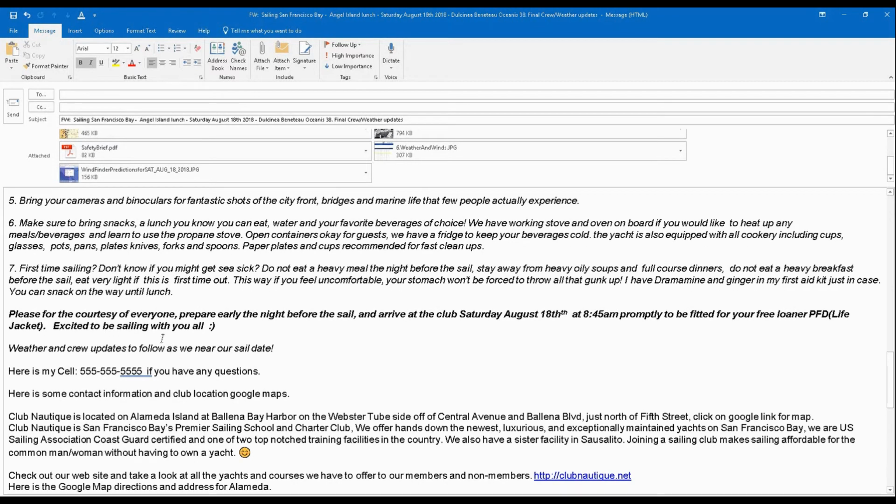Please, for the courtesy of everyone, prepare early the night before the sail and arrive at the clubhouse Saturday, August 18th at 8:45 promptly to be fitted for your free-loaner PFD life jacket. Let them know that weather and crew updates will follow as we near our sail date. Today's Tuesday. They'll get another update probably Friday, the day before the sail.